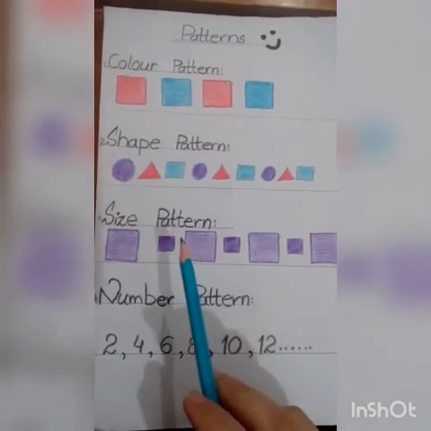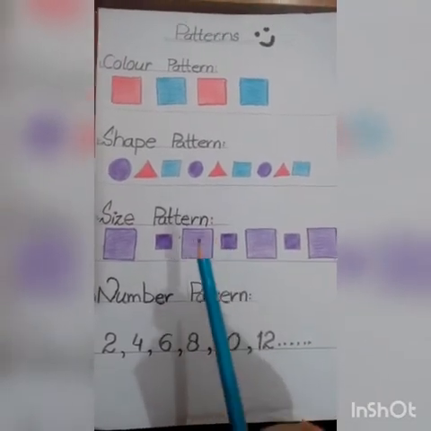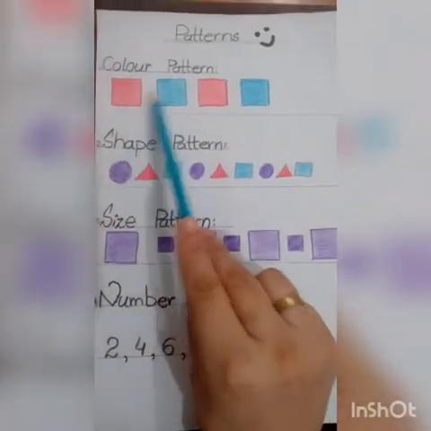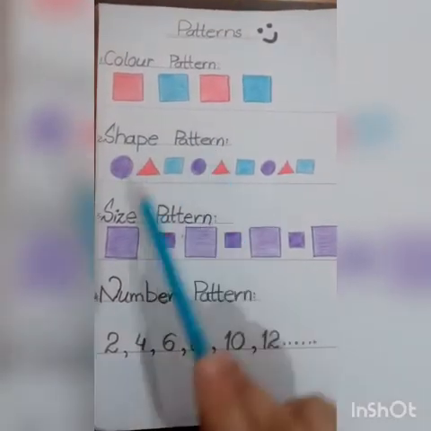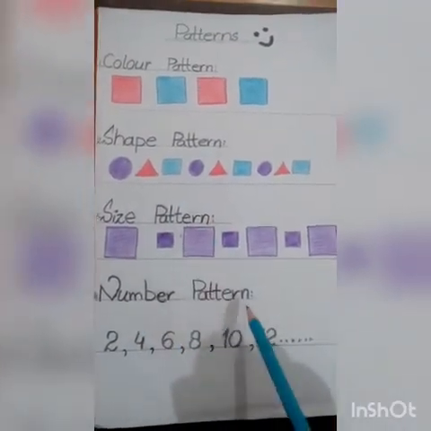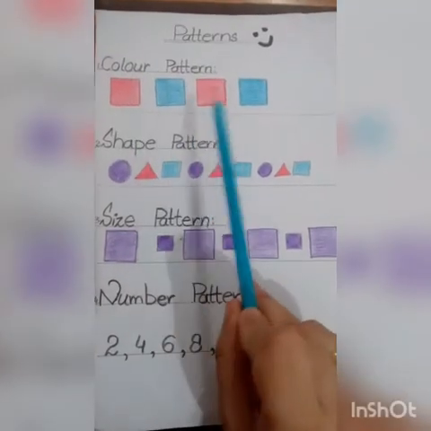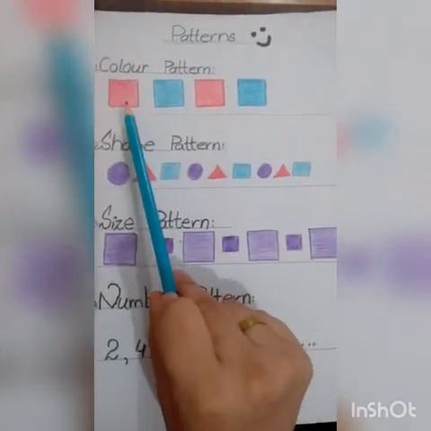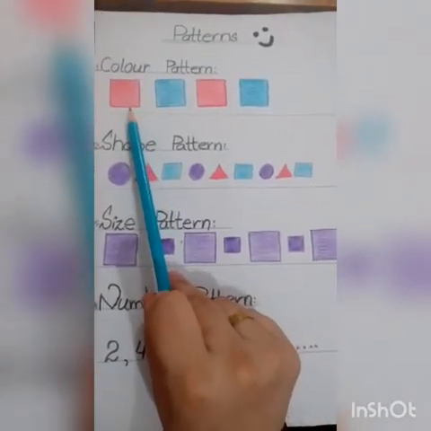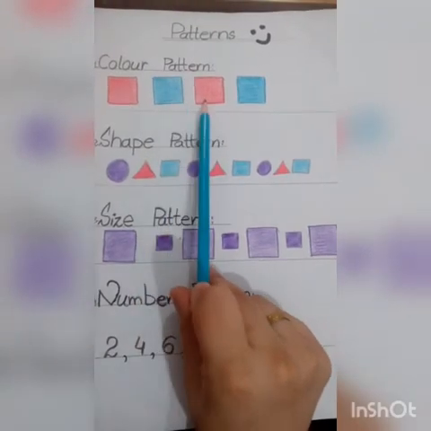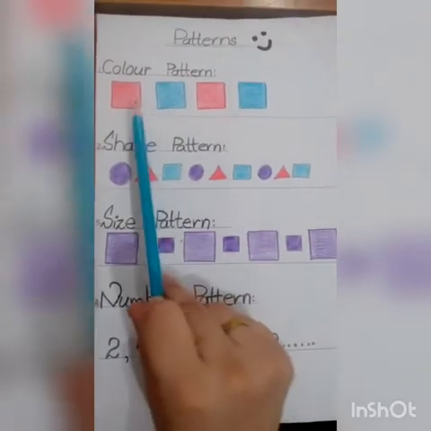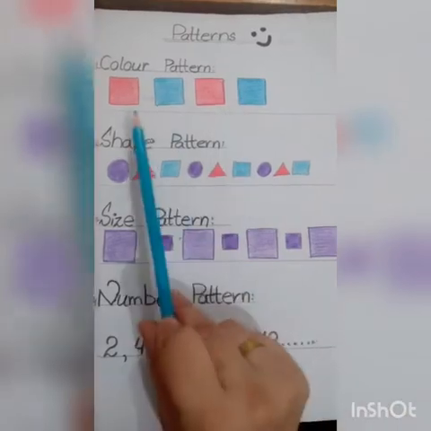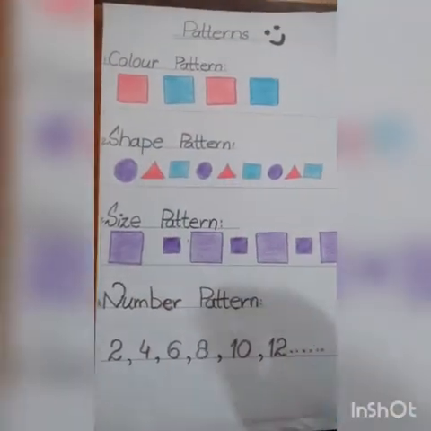Students, we see many patterns around us. Some of the patterns are color pattern, shape pattern, size pattern, number pattern. In a color pattern, the colors are red, blue, red, blue. Red and blue are repeated after an interval.